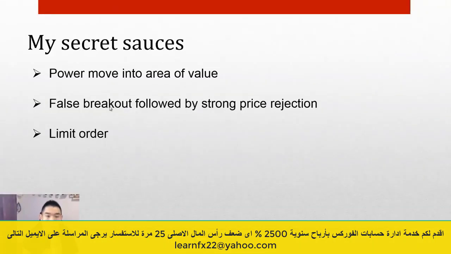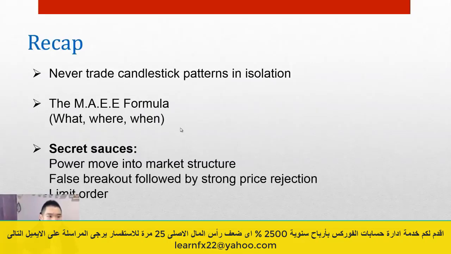So those three are my secret sauces, and let's do a quick recap before we conclude today's video. Number one, never trade candlestick patterns in isolation. You have seen why. If you do it, you find that you lose pretty often. Number two, the meat of today's video is simply the MAE formula. The MAE formula is simply answering this question: what should you do? Market structure tells you what you should do, whether the market is in an uptrend or downtrend. If the market is in an uptrend, you want to buy. If the market is in a downtrend, you want to sell. So the M of the MAE formula tells you what you should do.